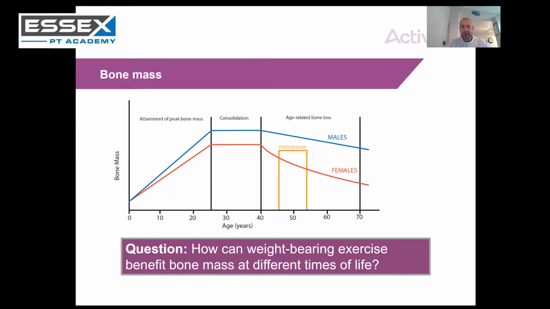I'm probably jumping ahead and cutting off slides in the future, but you can see here that we attain peak bone mass around the age of sort of 25, then consolidation. So we stay at that same level and then we start to decrease after about the age of 40, unless we work really hard on it. So it can be minimized. So it's by no means a complete disaster.